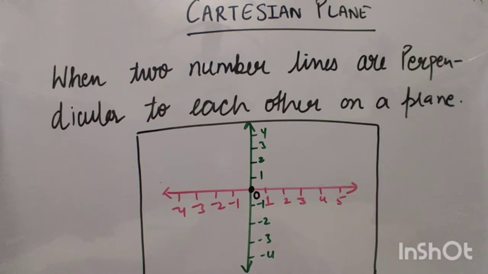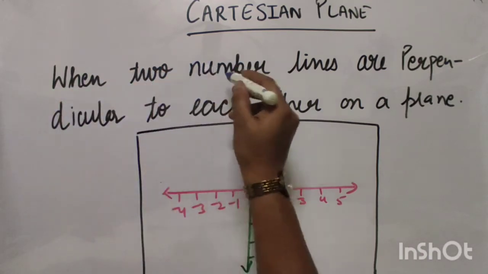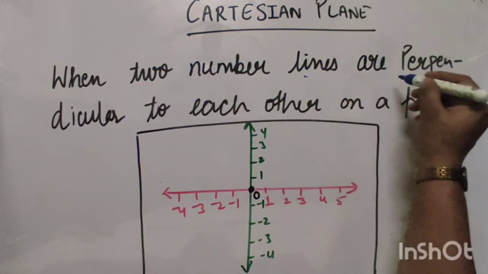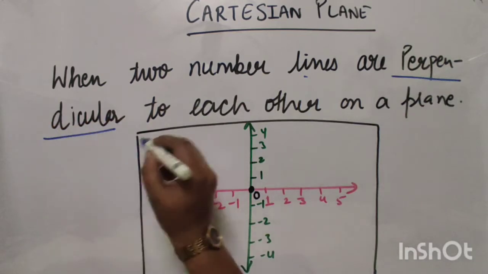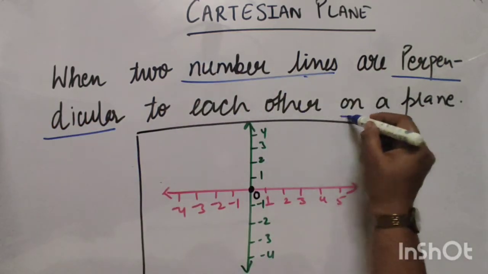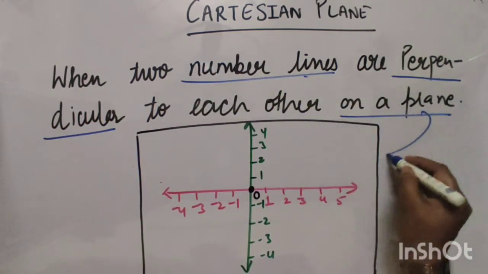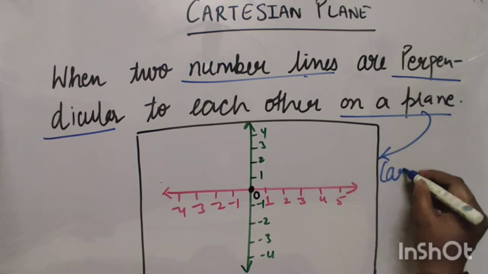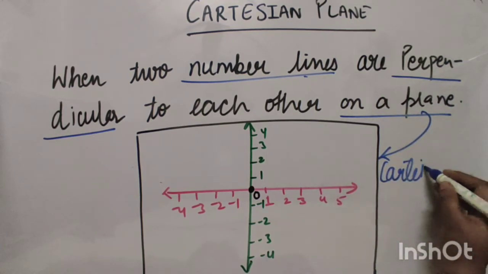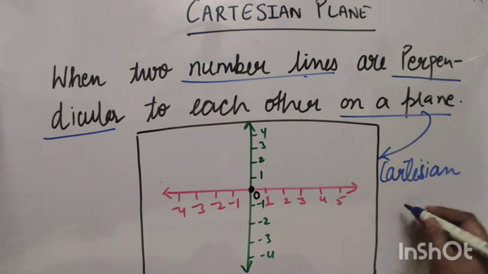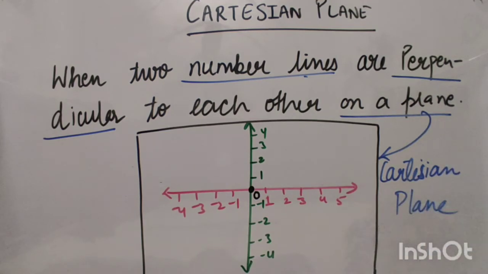Today we are going to discuss the Cartesian plane. Now, what does the word Cartesian plane mean? As you can see here, when two number lines are perpendicular to each other on a plane, that plane is known as the Cartesian plane. Right, children? That plane is known as the Cartesian plane.